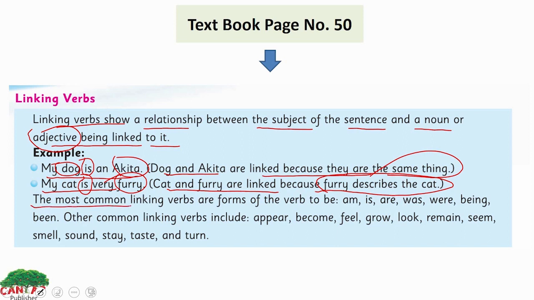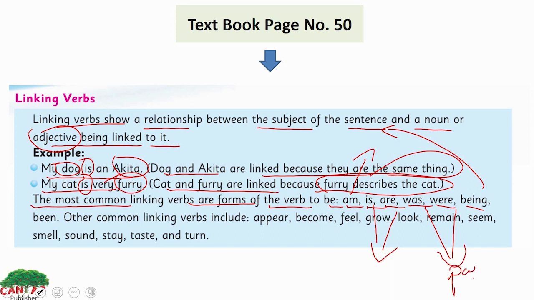The most common linking verbs are forms of the verb to be: am, is, are, was, were, being. Am indicates being something. Being and am indicate the state of something. Is and are also do, but they also indicate the present situation. Was or were, past situation. Other common linking verbs include appear, become, feel, grow, look, remain, seem, smell, sound, stay, taste, and turn.